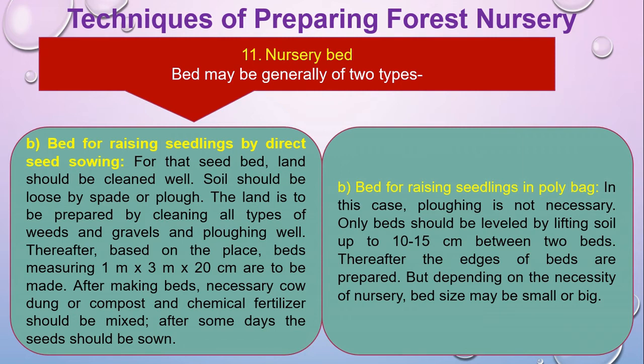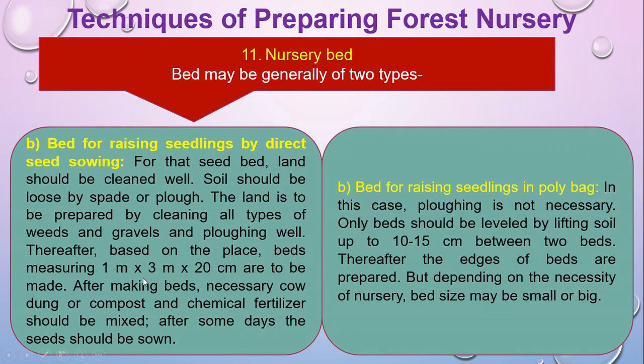On the basis of that, there will be two beds in the nursery. One is for polybag, the other one is for straight or direct sowing. For that seed bed, land should be cleaned well. Soil should be loosened by spade or plow. The land is to be prepared by cleaning all types of weeds and gravels and plowing well.